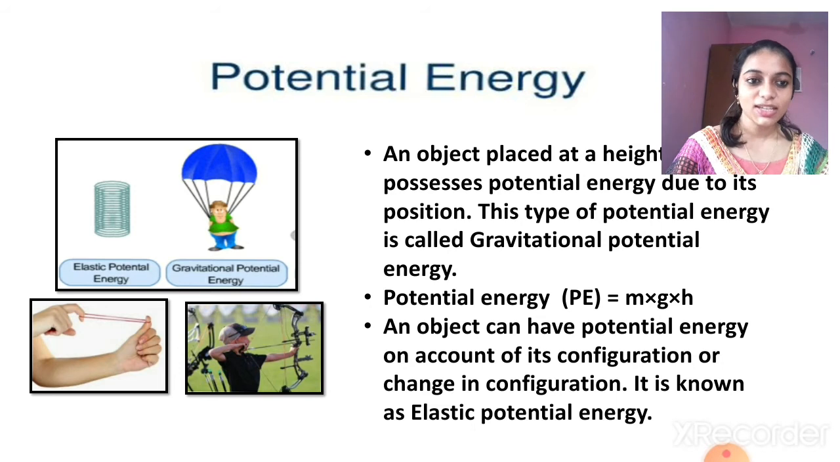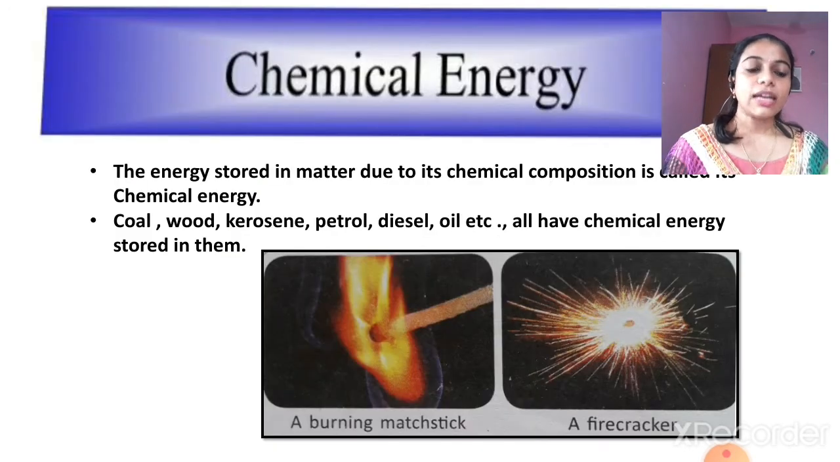So these are the very, very important mechanical energies. Mechanical energy is of two types: kinetic energy and potential energy. Kinetic energy is the energy of a moving object, and potential energy is the energy of the object at rest. Now, chemical energy.